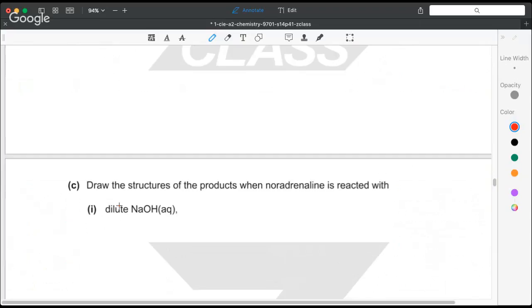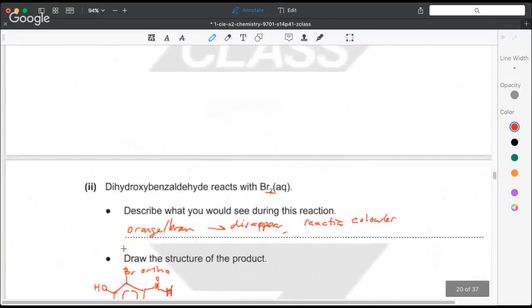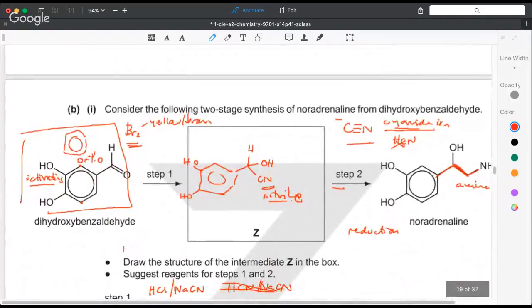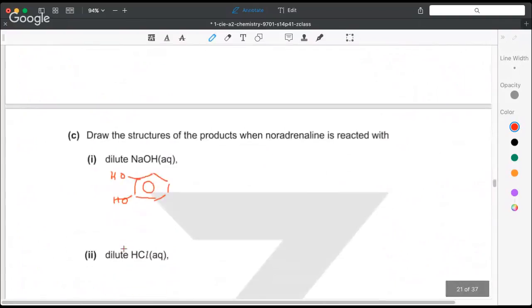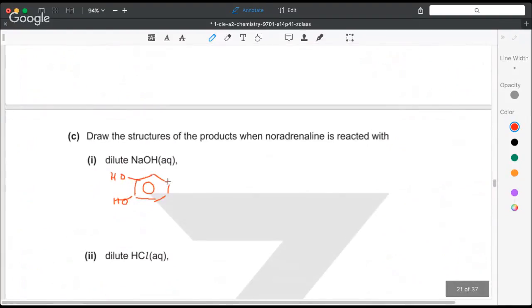I've run out of the screen here, so let me, it's back to noradrenaline, isn't it? Okay, we're jumping around between the aldehyde and the noradrenaline. Now, the noradrenaline had the secondary alcohol and the primary amine, didn't it? Okay, good. That's the secondary alcohol. And this is the primary amine. All right, so we've got to work out what happens.